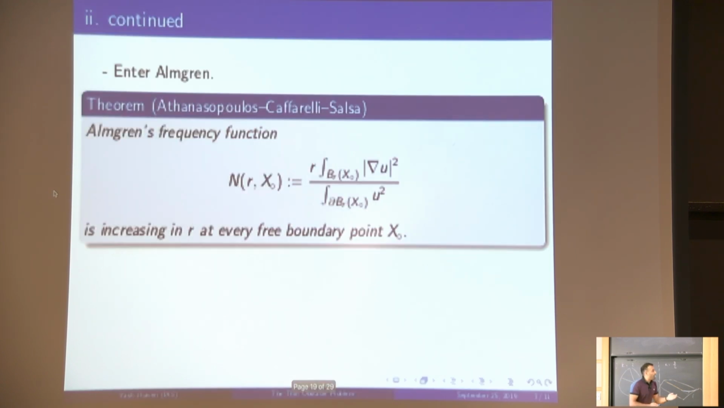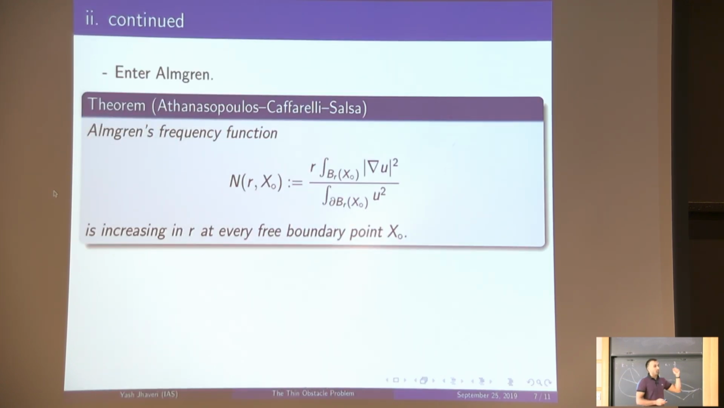So then what happens is, well, we enter Almgren, right? So Almgren has this wonderful frequency function, which is this quotient of r times the integral over B_r at some point of the gradient of u squared, divided by essentially its L2 average on the boundary. And it turns out that this function here is increasing at every free boundary point. Okay, so you might say, well, what is this object? Why is it important?